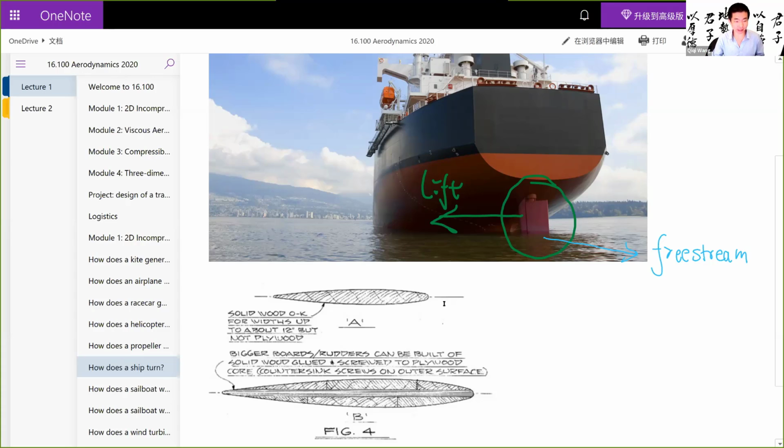Similarly, a race car generates a downforce by lift. Although the word sounds a little bit weird because it's a downforce, and usually we talk about lift as if you are lifting something, but no. In the case of a race car, you are generating a downward lift. A helicopter generates an upward lift, and the propeller generates a forward lift, right? These are all lift forces because we are generating forces that are perpendicular to the free stream. That's what lift is.